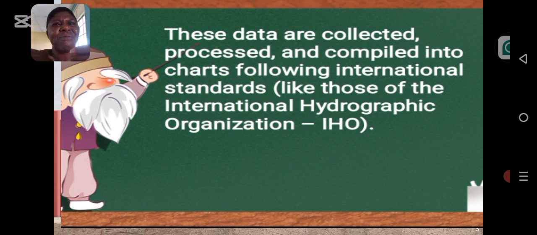Then you arrive at a chart, and note, the chart must be conventional. What do I mean by conventional? It must be based on an international standard. So when you produce a nautical chart, it must be on an international standard. Okay, so it's very, very paramount.